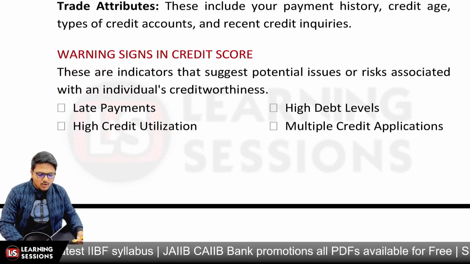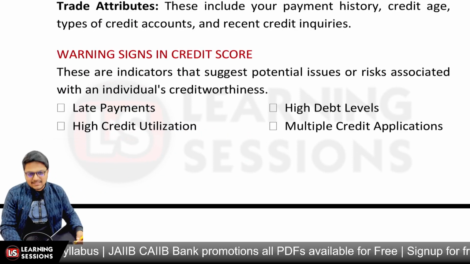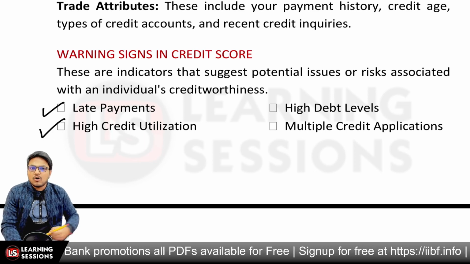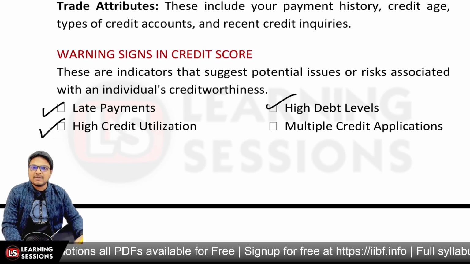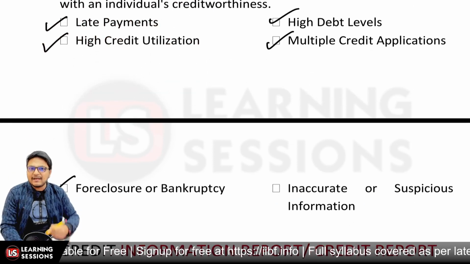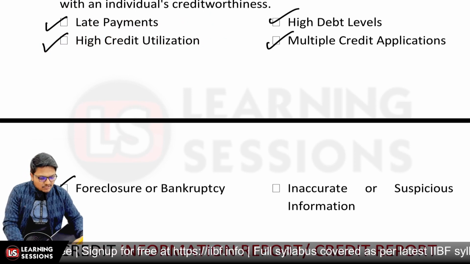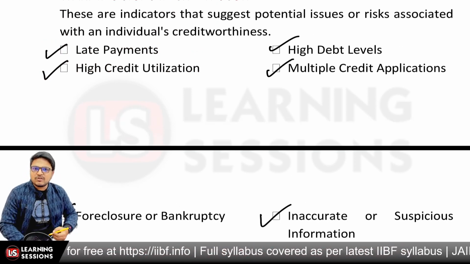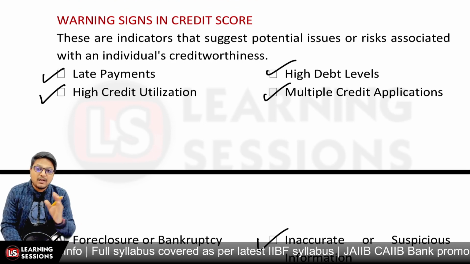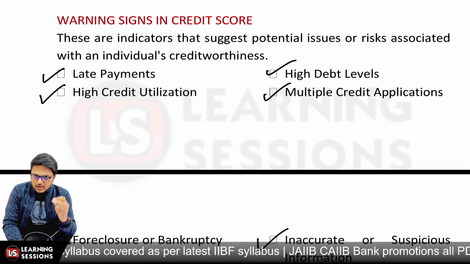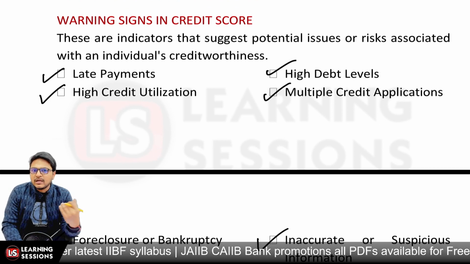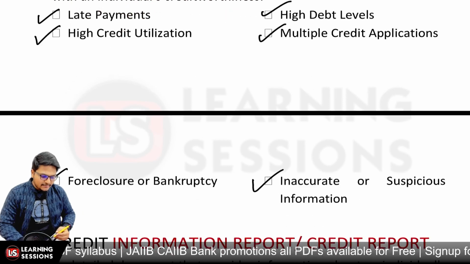Now, further, it's related to warning signs in credit score. What are the warning signs? Let's say late payments are being made by the borrower, or high credit utilization is there, or high debt levels are there, or multiple credit applications are being submitted by the borrower, or foreclosure or bankruptcy is there, or inaccurate or suspicious information is there. These are the warning signals which indicate that this borrower can default in the near future. This is not a verdict, but this is a warning sign that the banks may look into while sanctioning the loans, right?